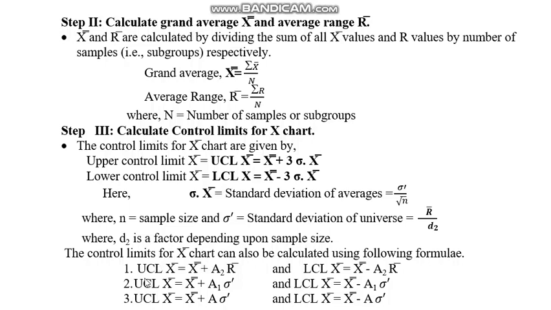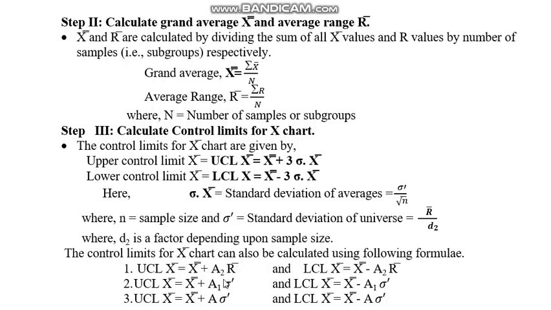Now the upper control limit and the lower control limit, that is UCL and LCL, can also be calculated by these formulae. Here you calculated using sigma. Now you can calculate using another coefficient like A2. With A2, UCL will be X double bar plus A2 R bar, and lower control limit will be X double bar minus A2 R bar.